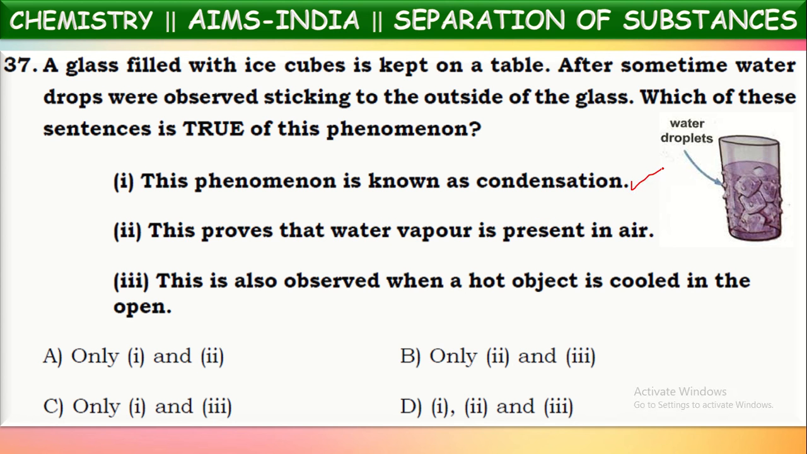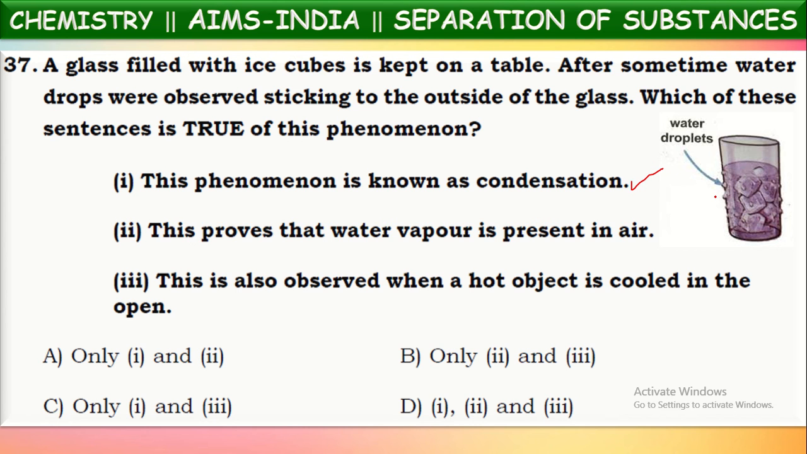This proves that water vapor is present in the air. Yes, it is also correct. From where are these water droplets coming? Is water from inside the glass being leaked out? No, it is not happening. But from where is this water coming now? These water droplets are coming from the water vapor present in the air.